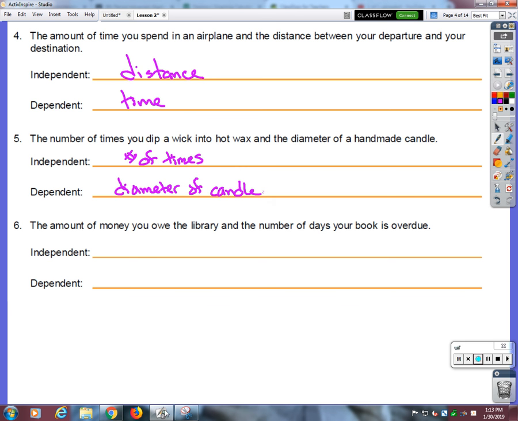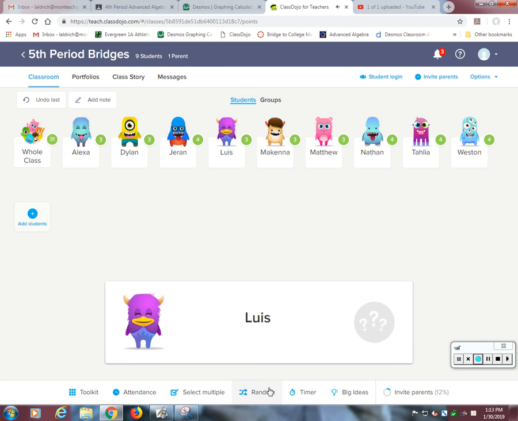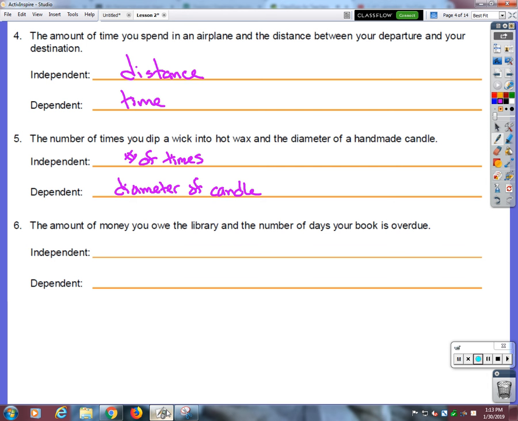It's going to be Matthew. Dang it. Luis? The days the book is overdue is the independent? Uh-huh. And the money you owe. The money you owe depends on how many days overdue the book is.